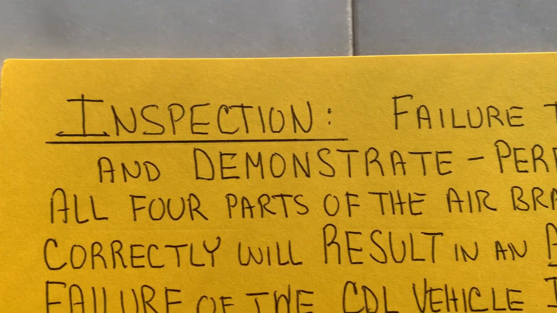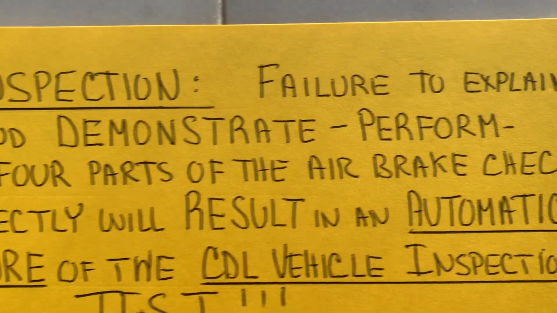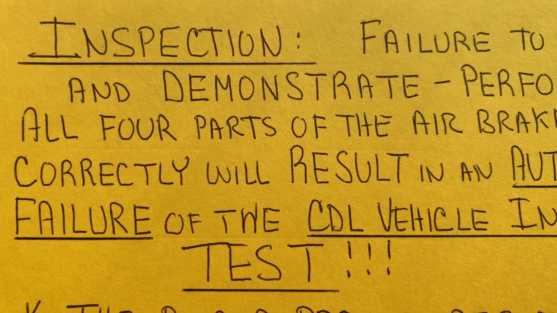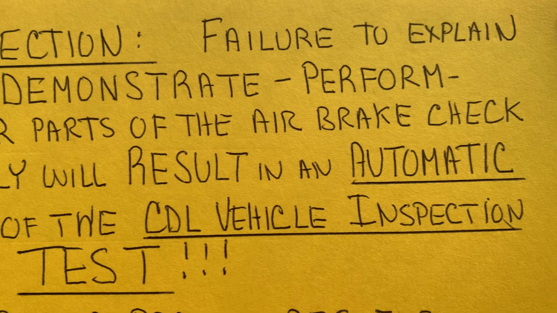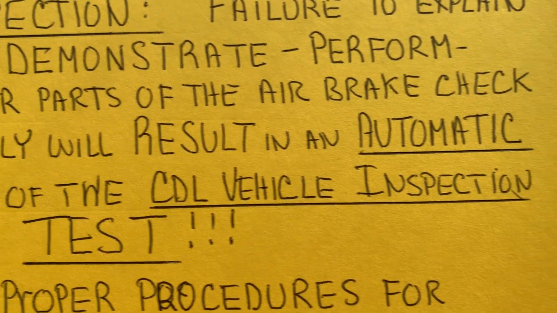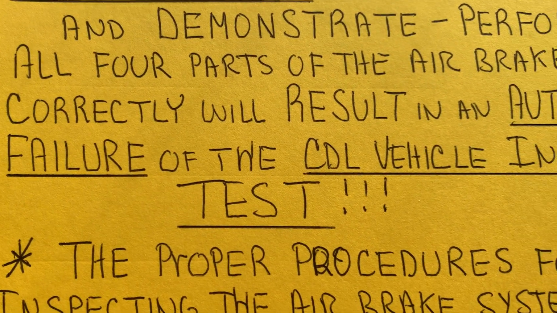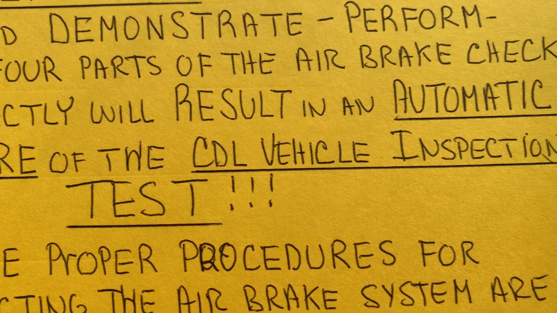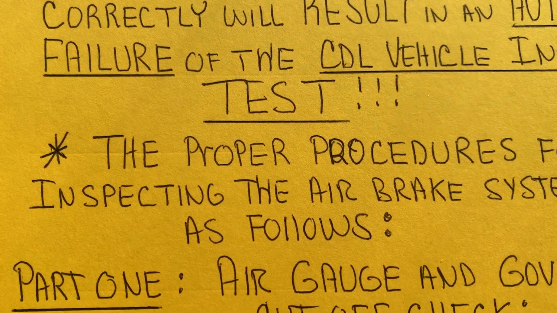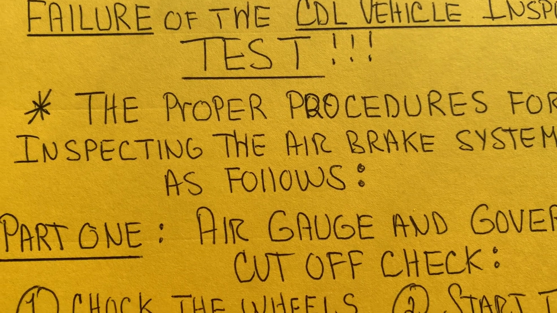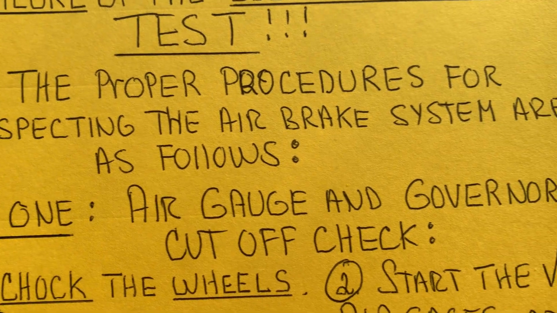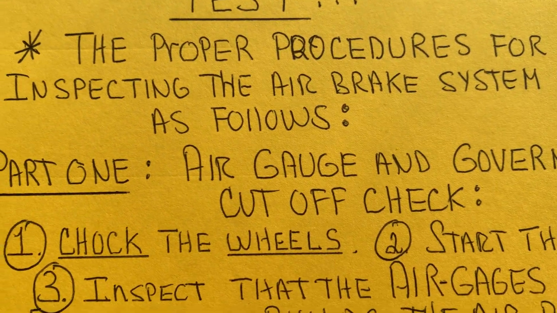The inspection: failure to explain, demonstrate, and perform all 4 parts of the air brake check correctly will result in an automatic failure of the CDL vehicle inspection test. You have to do this inspection correctly and do it properly. The proper procedure for inspecting the air brake systems is as follows.